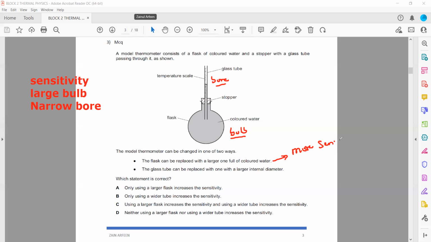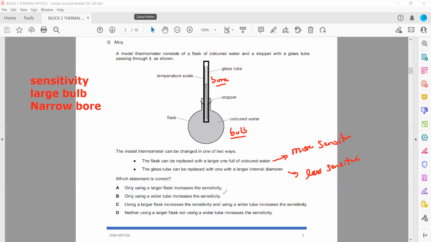The glass tube can be replaced with one with a larger internal diameter. So if we increase the diameter, the size of the capillary, how will it affect the thermometer? It will reduce the sensitivity, because if the capillary has a large area, then the sensitivity of a thermometer will decrease. So it will make it less sensitive.